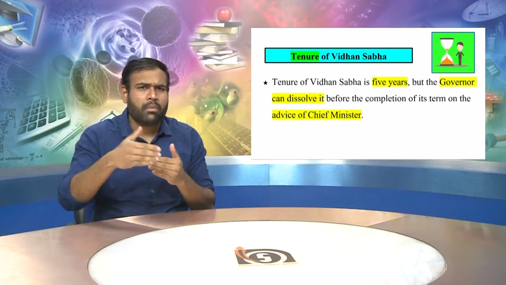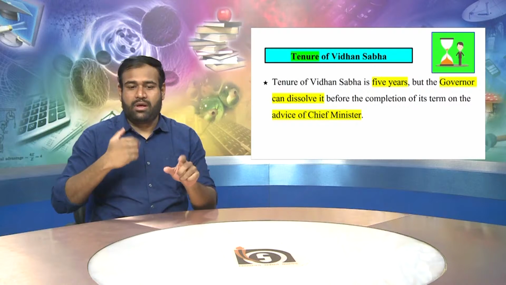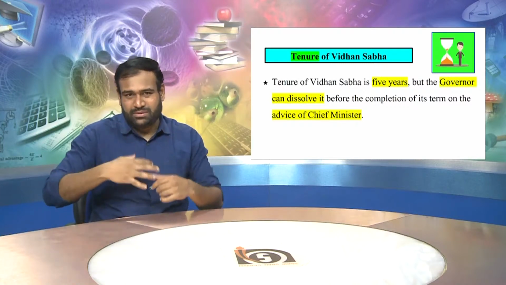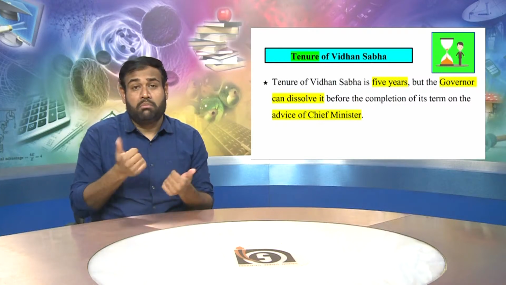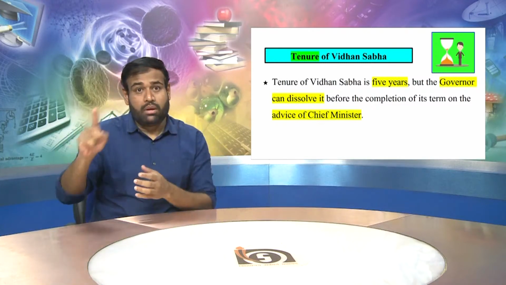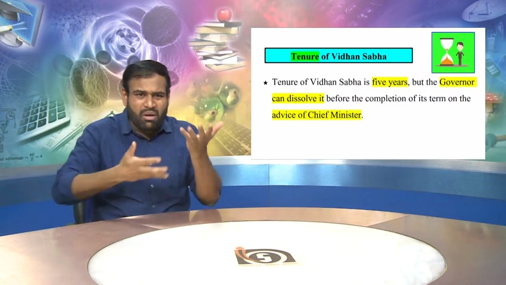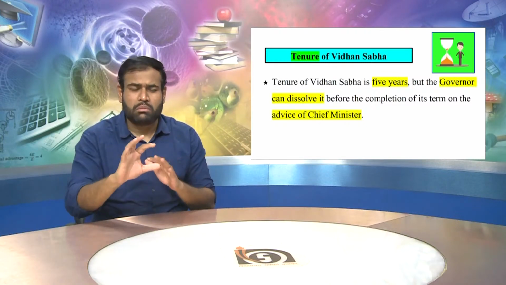Tenure of Vidhan Sabha. The tenure of Vidhan Sabha is 5 years, but the governor can dissolve it before the completion of its term on the advice of the Chief Minister.